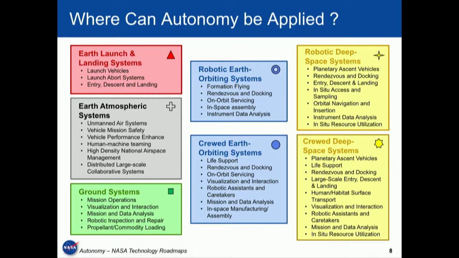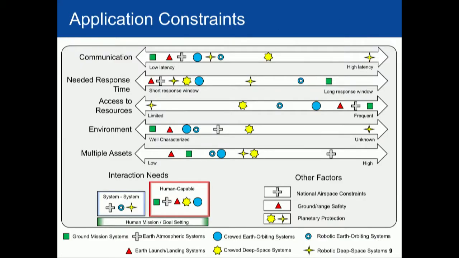One thing to consider, however, is that for all these applications, there are many different factors that make each and every one different. There are a lot of different constraints in terms of communication time, response time, the amount of resources you might have available on board or off board, the operational environment, the number of assets, interactions, other factors such as regulatory issues, for example, national airspace constraints, planetary protection in deep space, lots of different factors.